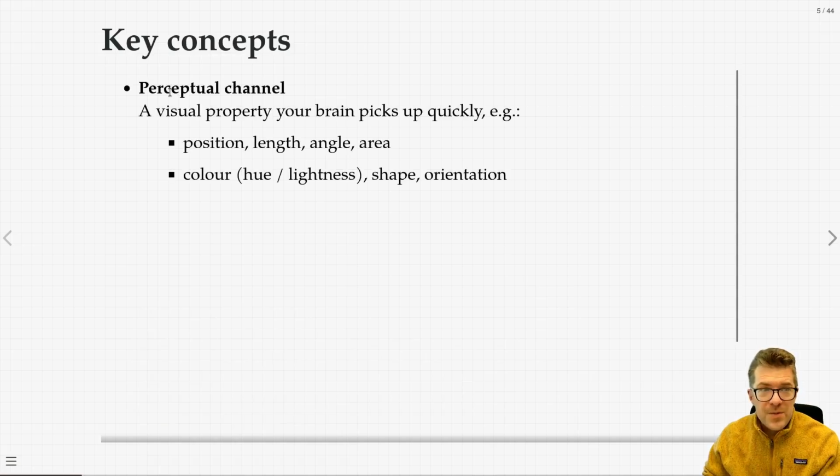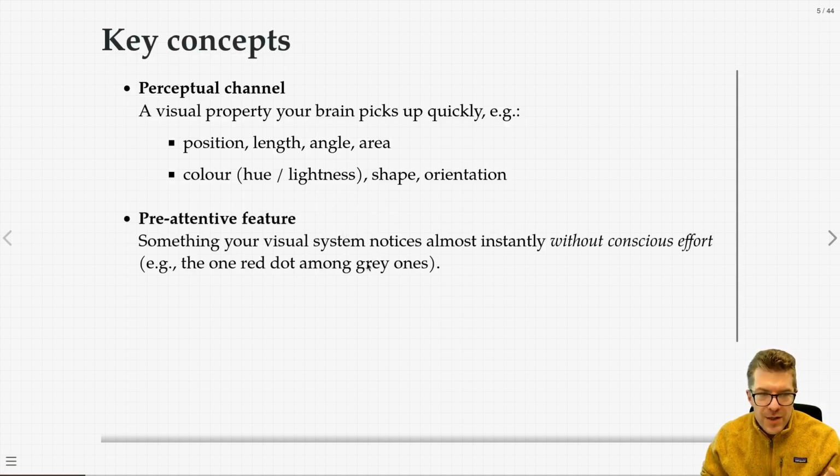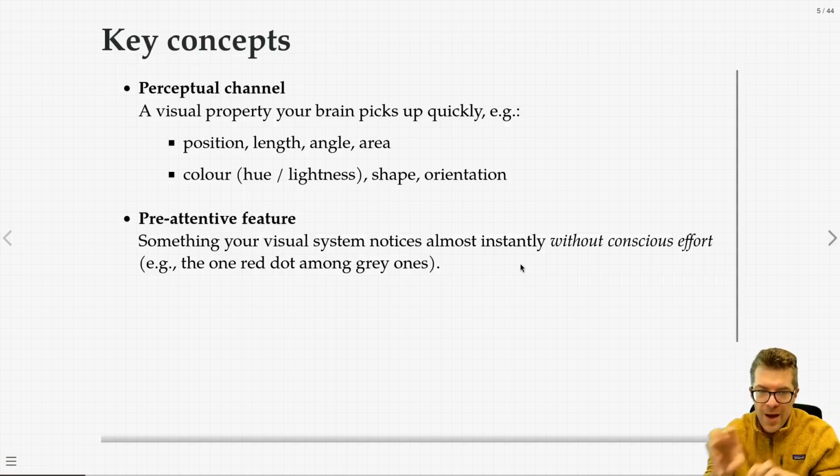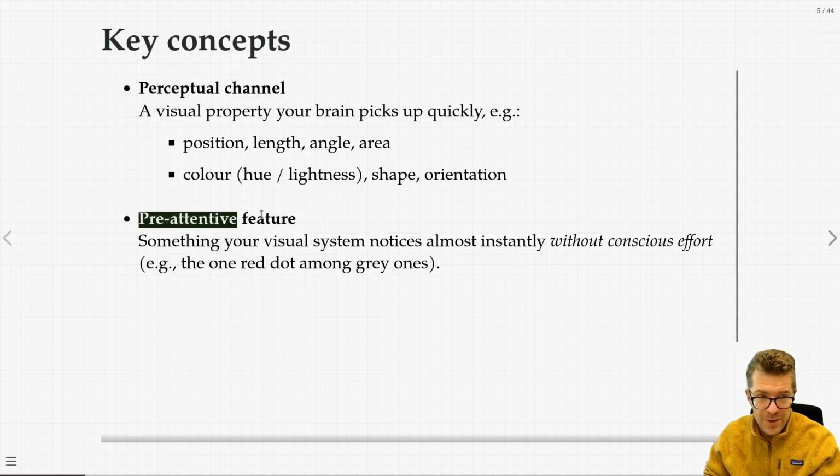So there's a bunch of key concepts here. The first one is perceptual channel, a visual property that our brain picks up quickly. This is like the position of something, the length of something. Human brains are biased to pick up on these channels relatively quickly. We can see big differences in color, for example, very quickly. A pre-attentive feature is something that our visual system notices almost instantly without any conscious effort. So like the one red dot, the occipital lobe at the back of your brain, which does a lot of the visual processing, automatically does some categorization and pre-processing for us before our cognitive conscious minds take over. So a pre-attentive feature means something we attend to before we consciously attend to it.